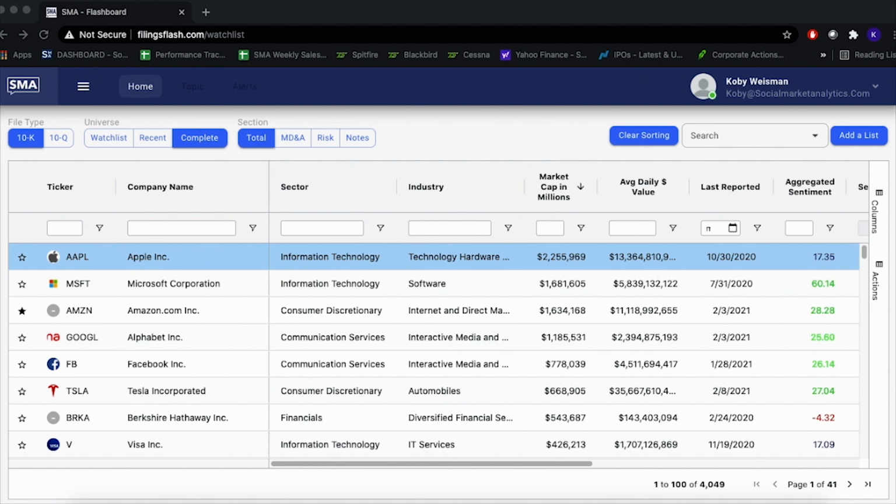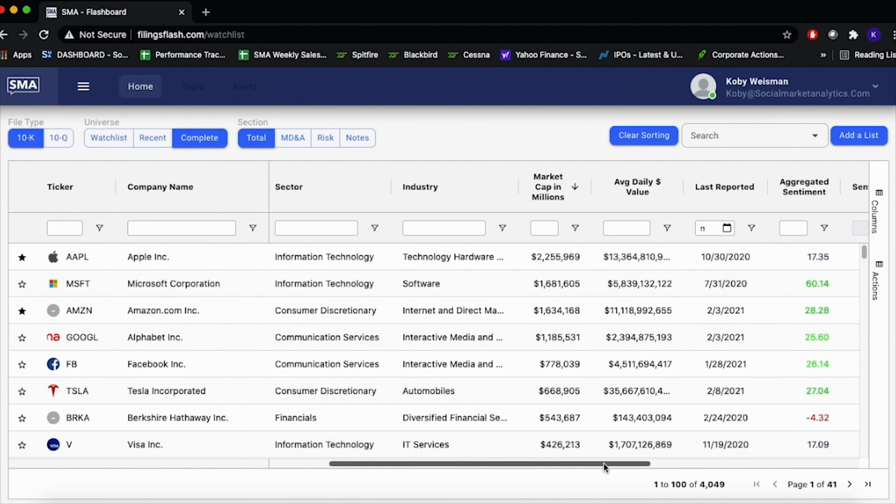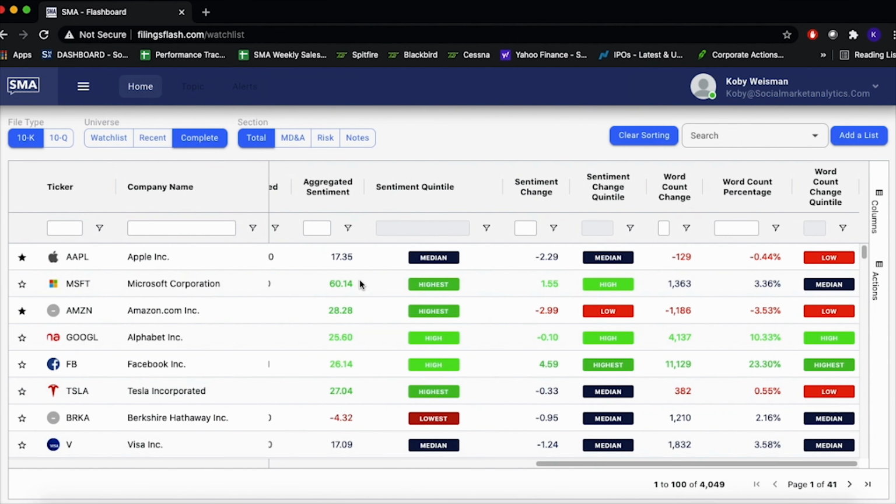Filing Splash is designed to identify large changes in quarterly and annual reports, while also being able to drill down to view those changes. This is the homepage of Filing Splash. Here's a list of active U.S. equities with characteristics on the company itself and metrics on annual and quarterly reports. This includes sentiment and word count.